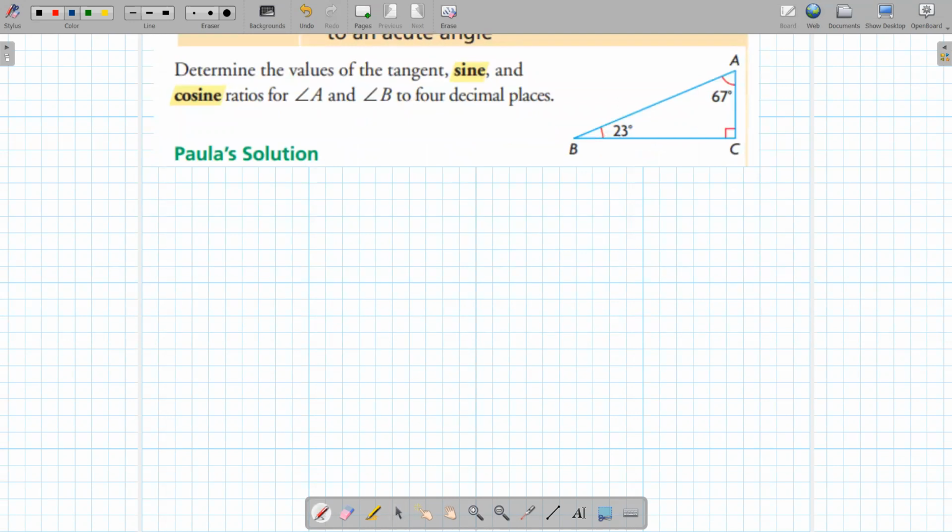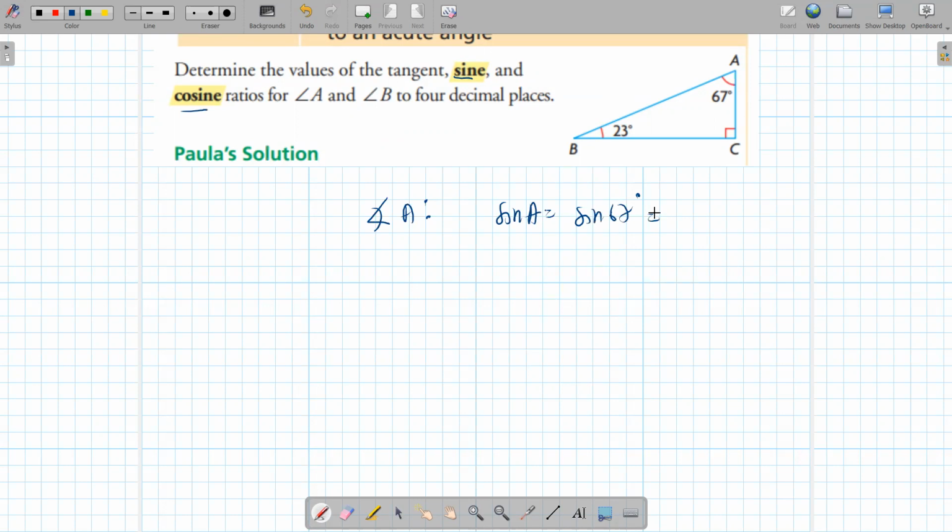And these are also calculator input questions. Let's look at angle A. Angle A, 67 degrees, right? They want to find sine and cosine for A and B. So it's pretty simple, this one. Look at this. Sine of A would be sine of 67, yeah?